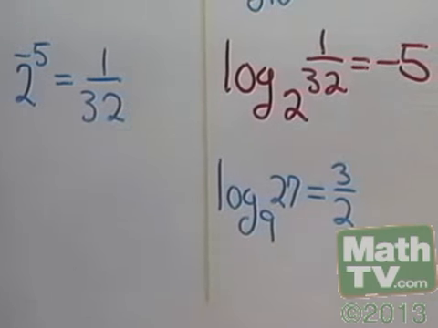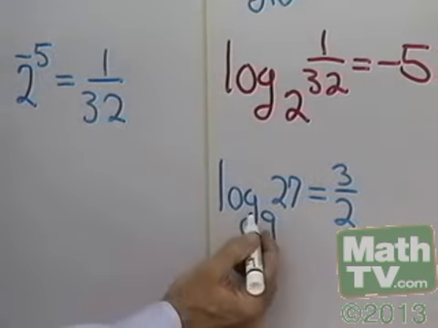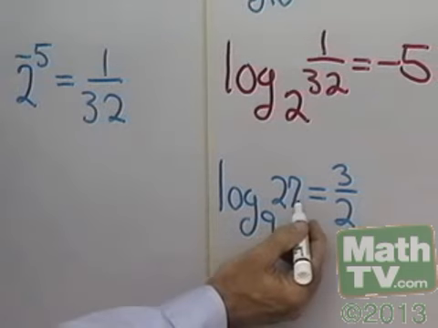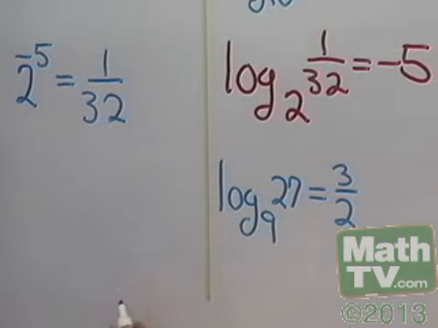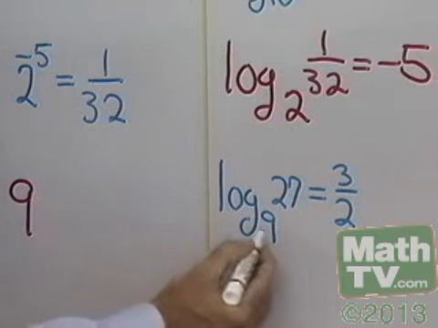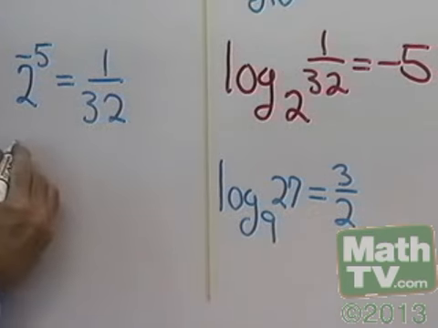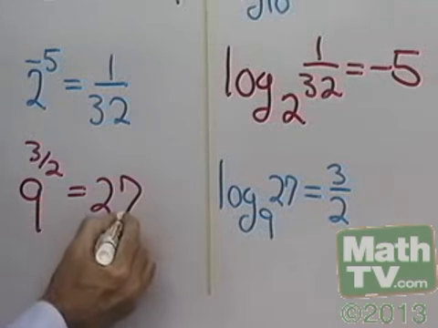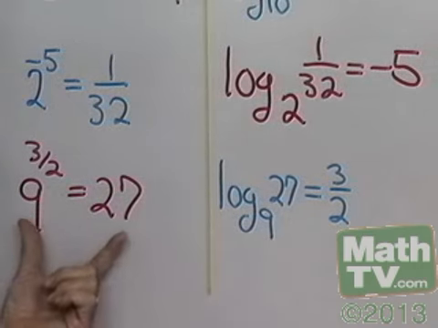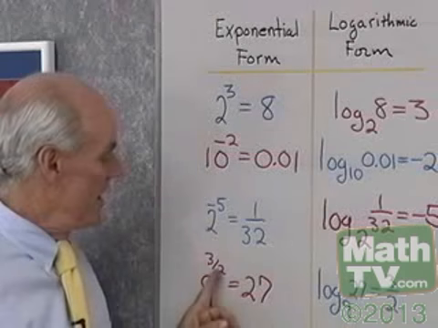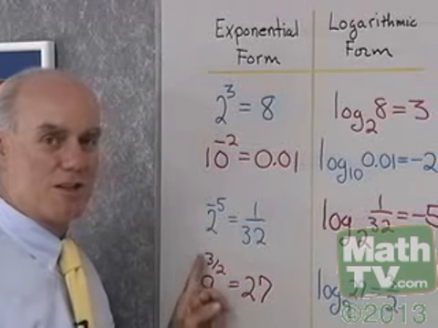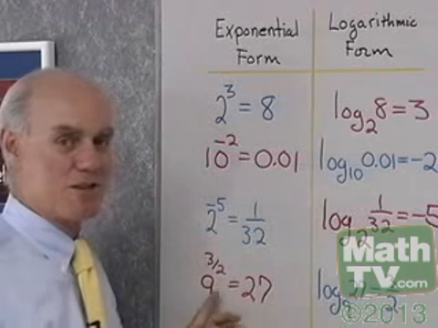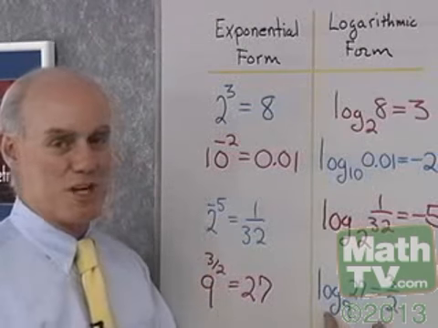Next I have this expression in logarithmic form. Logarithm to the base 9 of 27 is 3/2. Let's check that out. 9, that's the base, raised to this exponent, 3/2, is equal to 27. Now, is that a true statement? 9 to the 3/2 equals 27. The square root of 9 is 3, to the third power is 27, so that's a true statement.